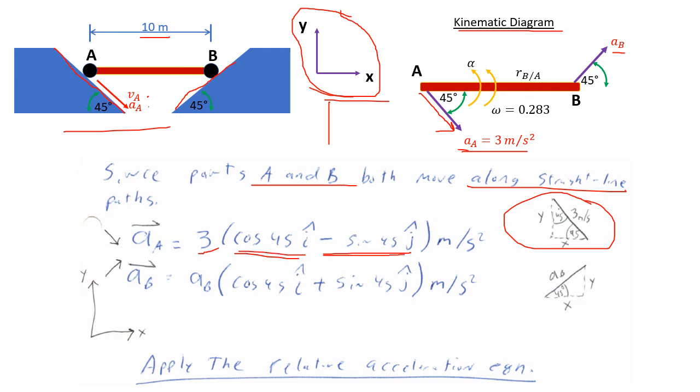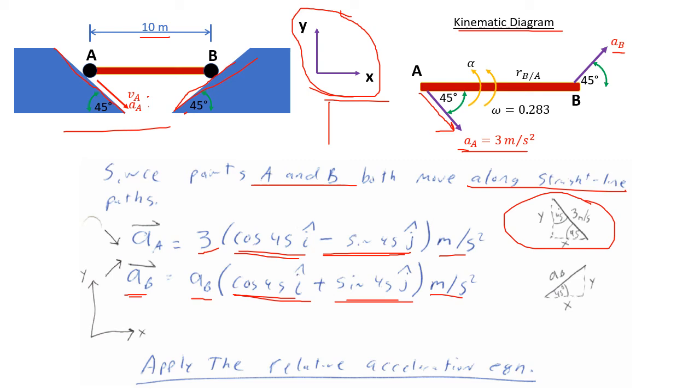Now I can do the same type of thing for A sub B. I look at A sub B and I can say that's moving up this ramp here, so that's going in the positive x and the positive y, so both of my components are going to be positive. So A sub B vector is equal to my magnitude of A sub B times the cosine of 45 i hat plus the sine of 45 j hat. Now both of these have units of meters per second squared.